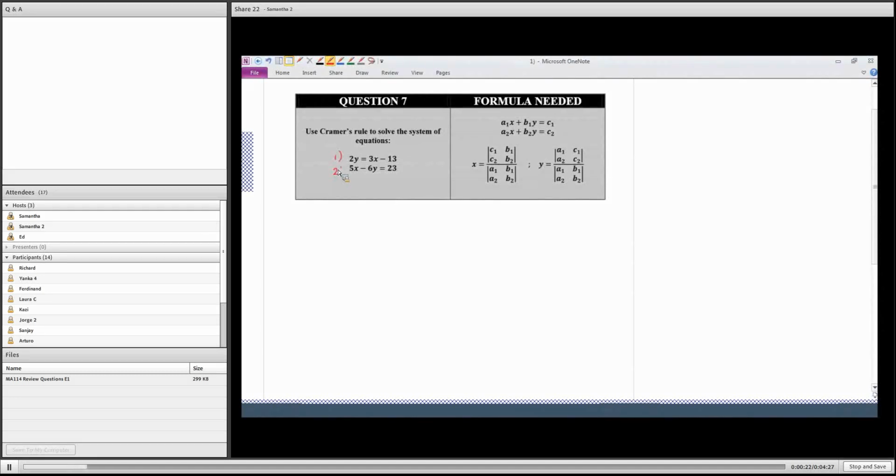So 1 and 2. You'll notice 2 is perfectly fine. You have x, y is equal to our constant, but problem number 1 is not. So we have to work with problem number 1. We have 2y is equal to 3x minus 13, and we want to get this in standard form, so let's subtract 3x from both sides. So what we have here is negative 3x plus 2y is equal to negative 13. So that's equation 1.